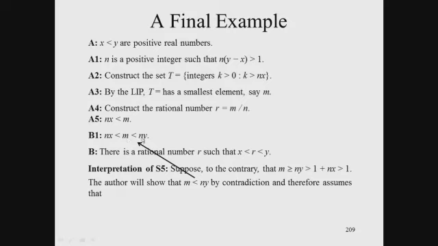And if you remember how contradiction works, you should assume the opposite. And what's the opposite of M less than NY? That M is equal to or greater than NY. M is greater than or equal to NY. And that's exactly what the author is assuming. And again, remember how the contradiction method works? You assume the opposite of what you want, and then what do you have to do? Show a contradiction. Reach a contradiction.